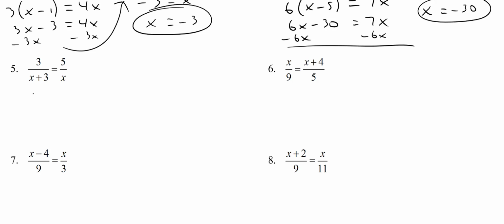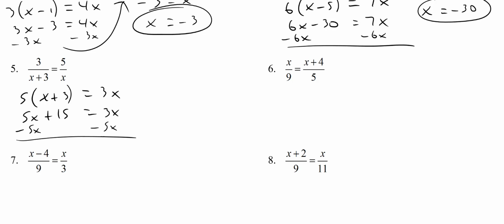So we're going to do 5 times x plus 3 is equal to 3x. So we get 5x plus 15 is equal to 3x. Now this one, we're going to subtract 5x here. So we get 15 equals, and 3 minus 5 is negative 2x. Use your calculator, I don't care. And then your last step is to divide by negative 2. So x equals negative 15 halves.